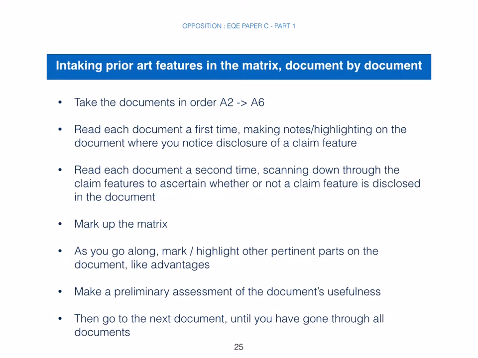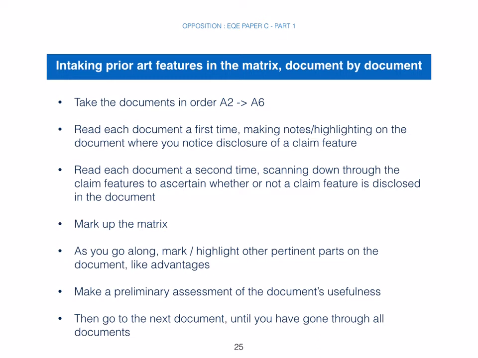As we said, take the documents in order A2 to A6. Read each document a first time, making notes and highlighting on the document where you notice the disclosure of a claim feature, and reading the document also where you notice a claim feature or anything of interest, and then we will read the document a second time as we are scanning down through the claim features to ascertain whether or not a claim feature is disclosed in the document. Then we will mark up the matrix whether the features are present or not.